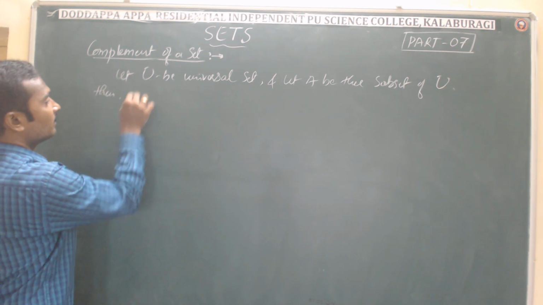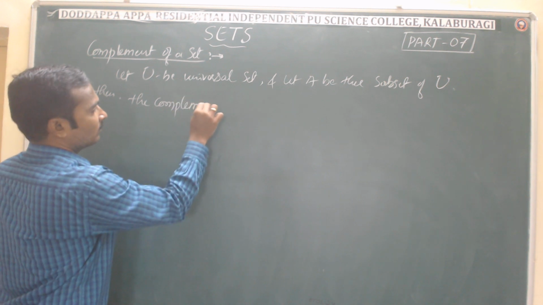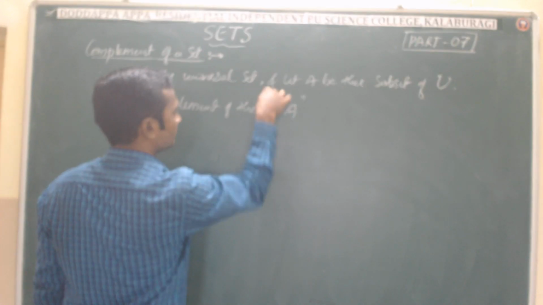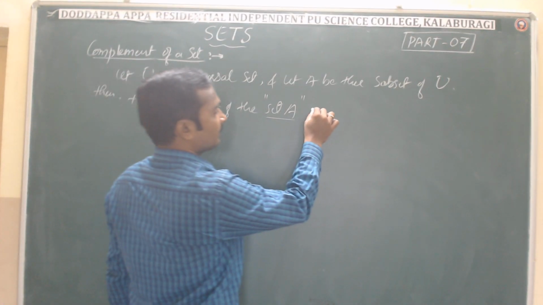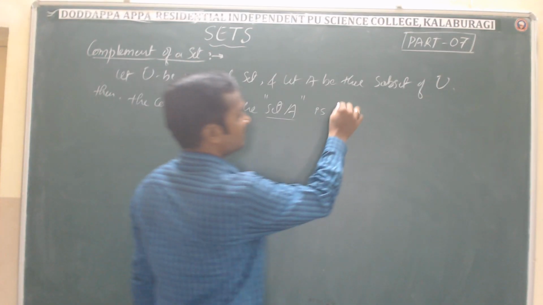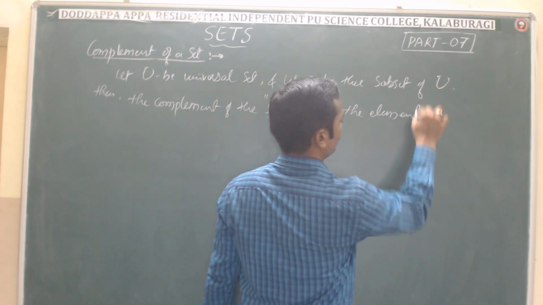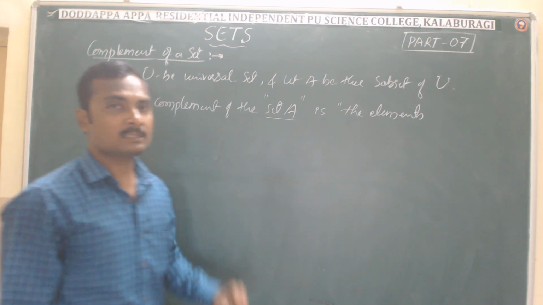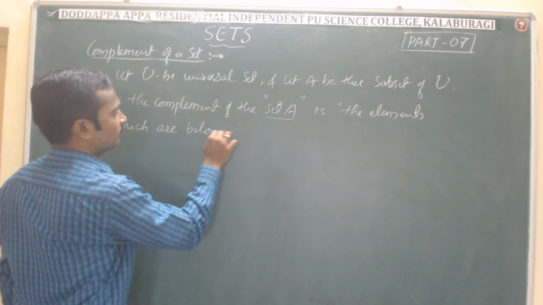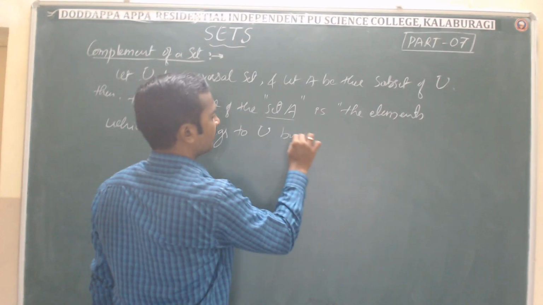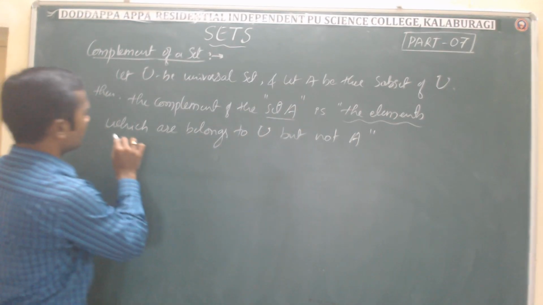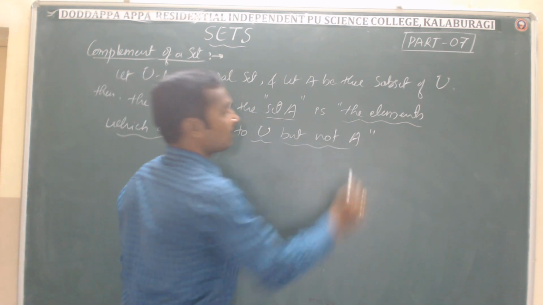Then the complement of the set A is nothing but the elements which belong to the universal set but not A. Note this statement: the elements which belong to the set U, the universal set, but not A.